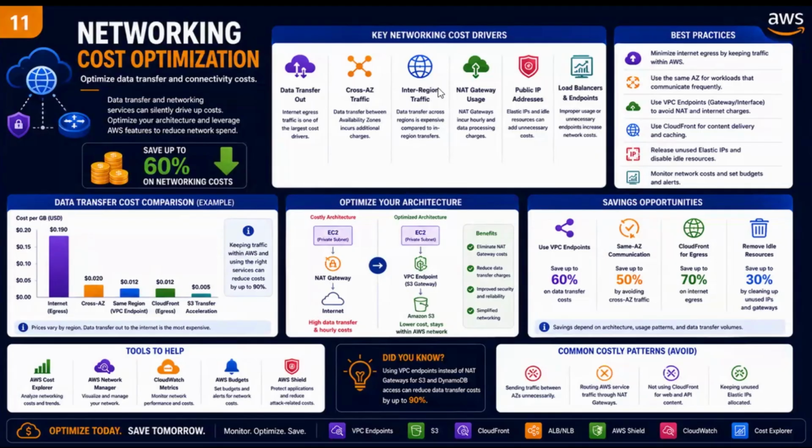Okay. The key network cost drivers are data transfer out, cross availability zone traffic and inter-region traffic, NAT gateway usage, public IP addresses, load balancers, and endpoints. So these are the tools and options you get for this cost optimization driver, and with the right choices and the best usage, you'll get the most cost optimization options.